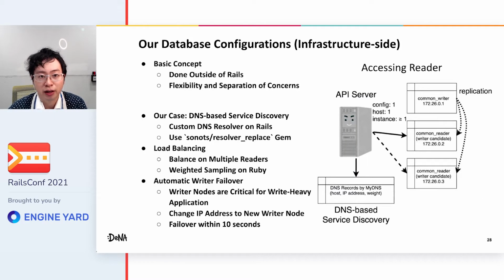From the infrastructure side, we employ multiple database systems. The key concept here is to do that outside of Rails. This concept increases flexibility and achieves separation of concerns. In our case, we use a DNS-based service discovery system with a custom DNS resolver on Rails. Load balancing is conducted on the weighted sampling of IP addresses, and automatic writer failover is executed by changing the IP address to a new writer node.